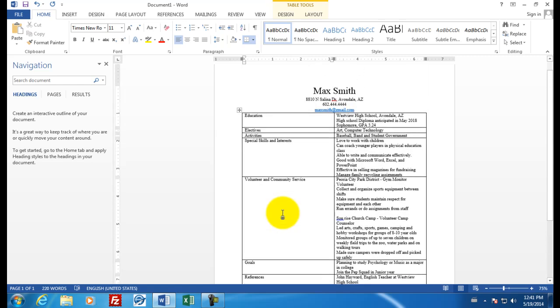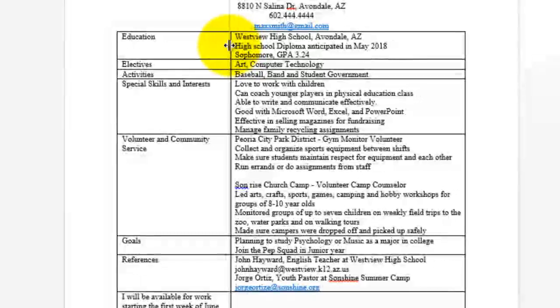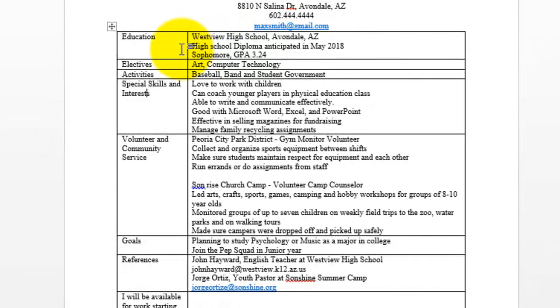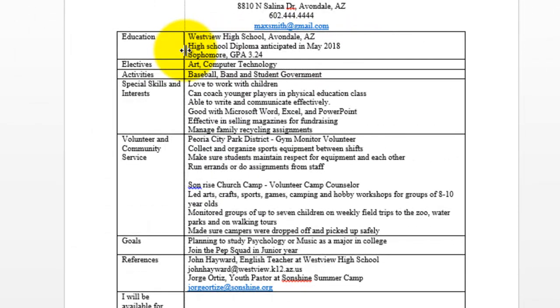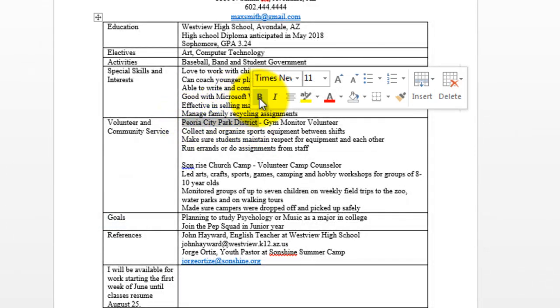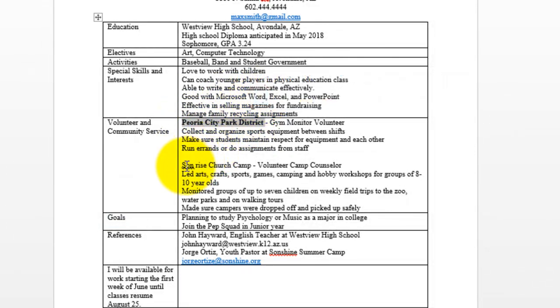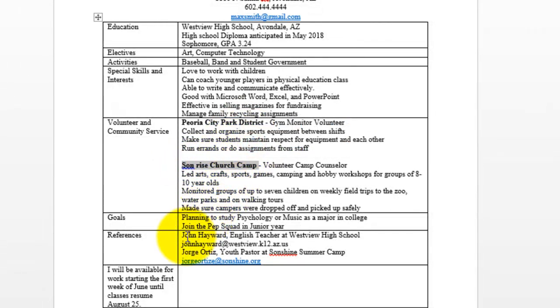This table doesn't really look like a resume yet. I'd like to show you that you can change the width of the table cells. I'm going to slide this one over. You can slide it left or right, depending on your preferences. Let's go as far to the left as we can. Now, there's some items that might need to be bolded. For instance, where did you work? I worked in the Park District. Let's choose bold for that. I'm going to highlight Sunrise Church Camp and bold that.